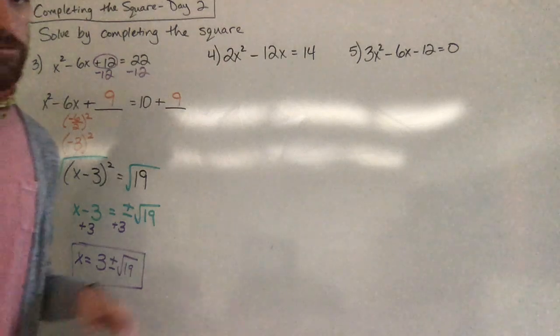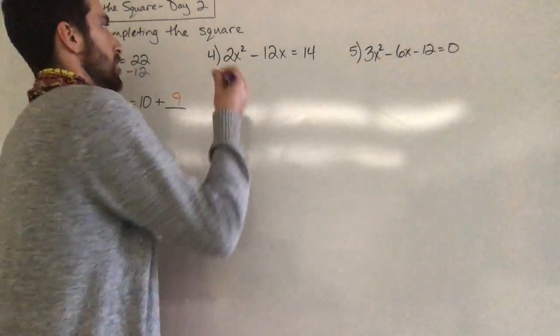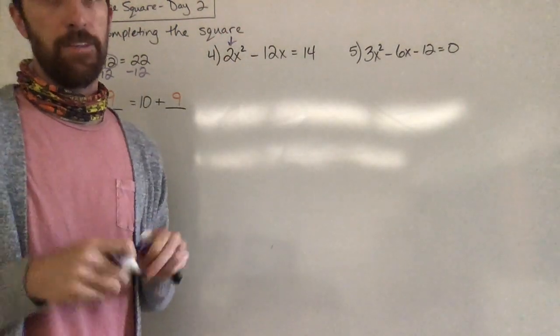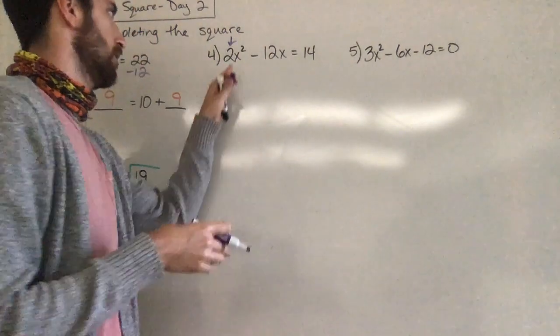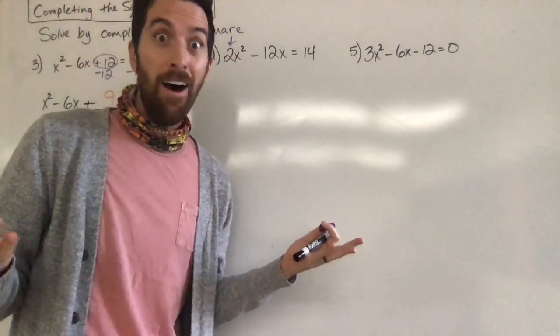Take a gander at number 4. 2x squared minus 12x equals 14. This is a problem when we're completing the square, having a term in front of the x squared, having an a. So we can get rid of that.